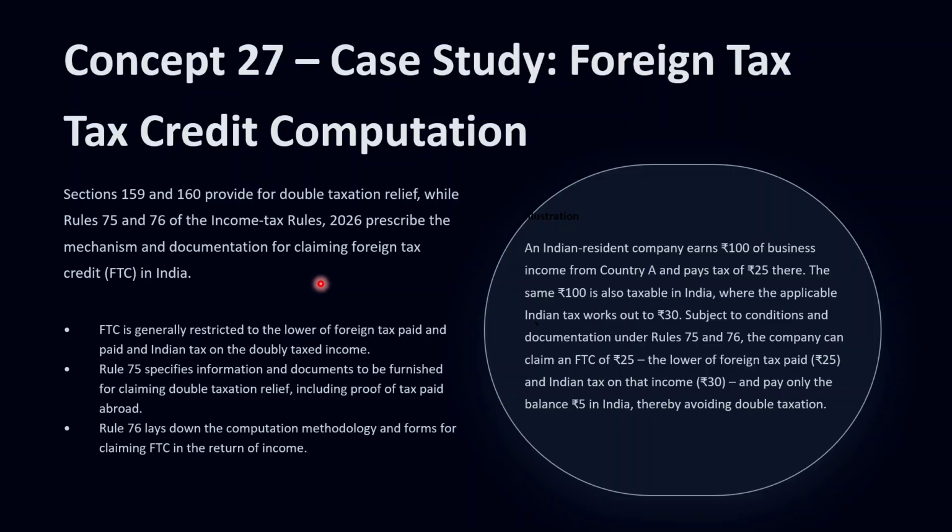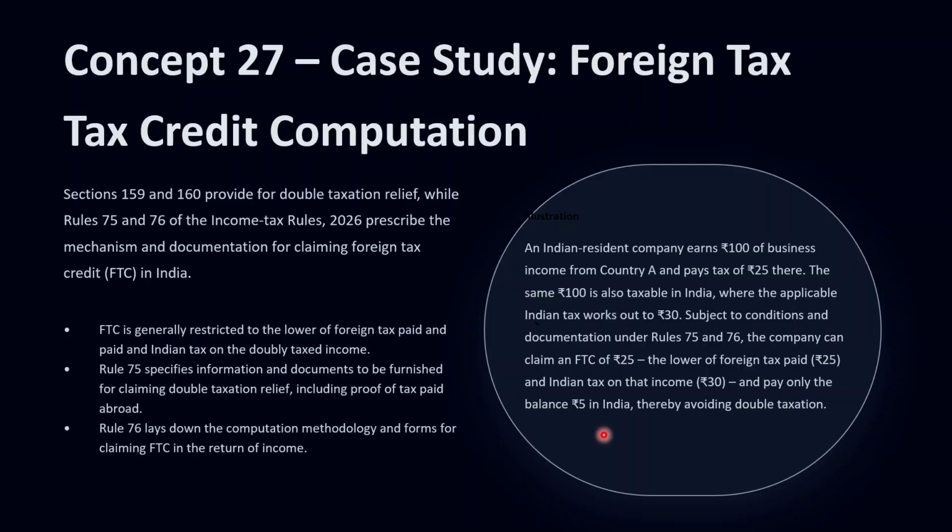So we have to calculate both these figures, and the lower can be claimed as the benefit. If we see an example here, assume an Indian resident company earns business income of say 100 rupees from country A and pays tax of 25 rupees there in that country A. The same 100 rupees is also included in its Indian total income and is taxed at 30 rupees in India, based on our slab or the rate structure.